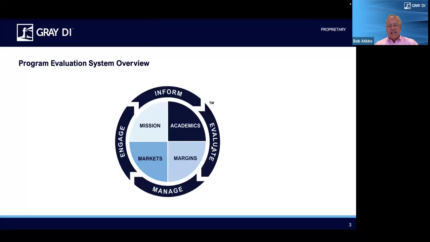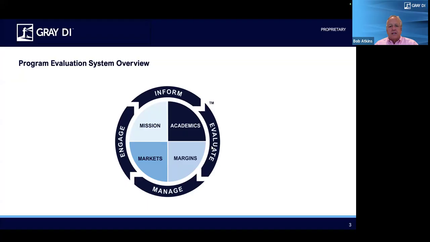Without further ado, Gray's core business is offering a program evaluation system. And you all may think of that as software, and a good deal of it is software and data. We keep data on markets, margins, academic performance, and particularly student outcomes. And we also believe, though it's not readily captured in terms of data, that mission is a vital part of program evaluation. But a system is much more than that.